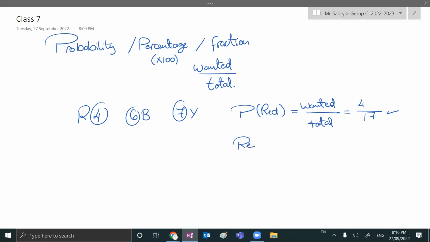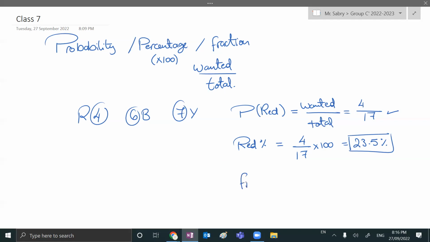If I said, what's the red percentage? What's the percentage of the red books? It's still the same thing, 4 over 17. The only difference in the percentage is that I then multiply by 100. So let's say if we do that, 4 divided by 17 and multiplied by 100, that's 23.5%. So this means I got it as a percentage now.